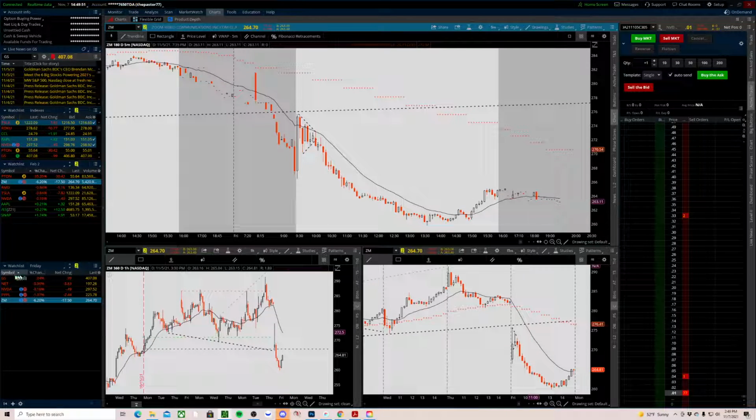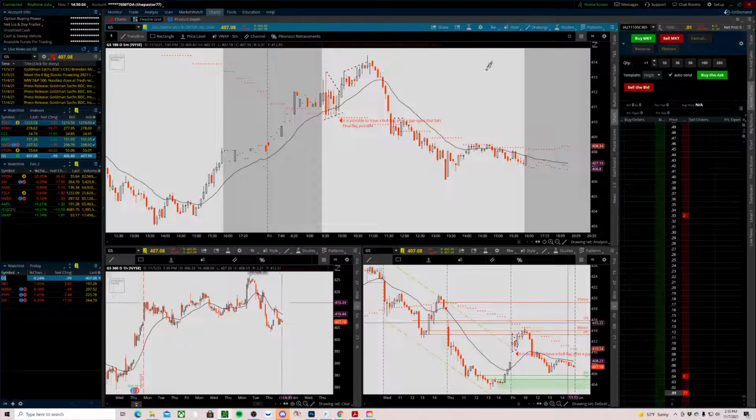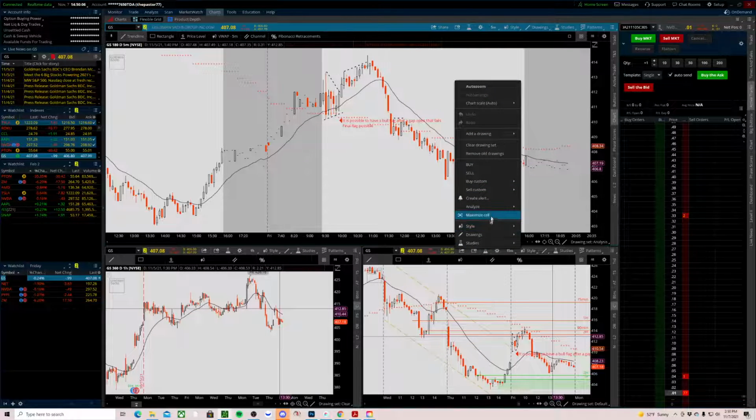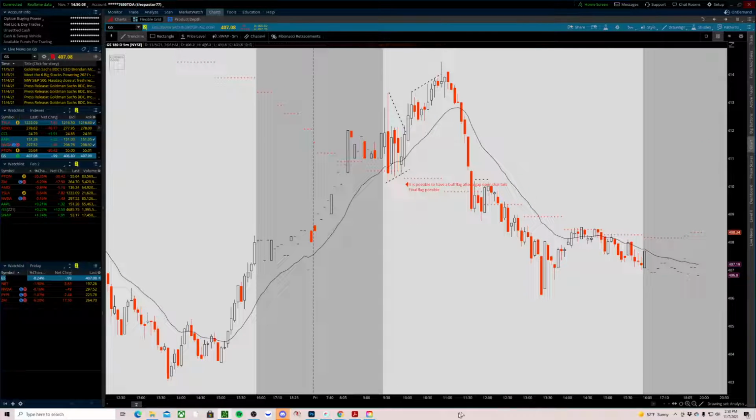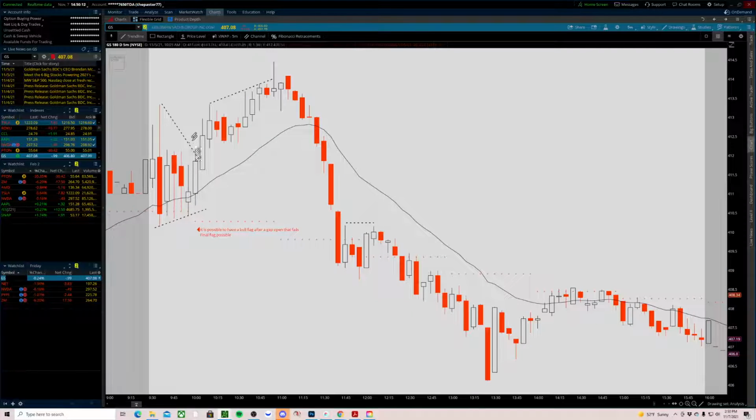Another really interesting one was GS. I didn't take any trades on this one, but I noticed a few things which were really interesting. I wrote here, I said it's impossible for a bull flag to fail. Oh yeah. So here we have a bull flag.